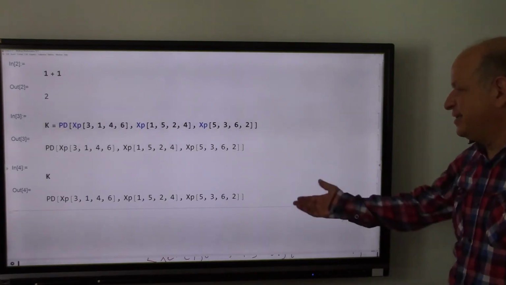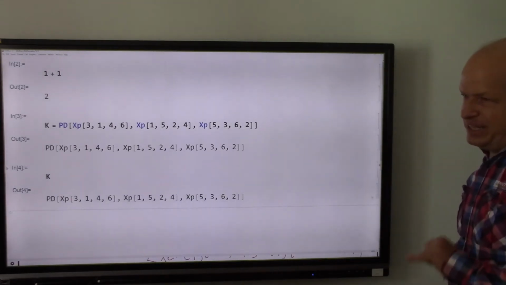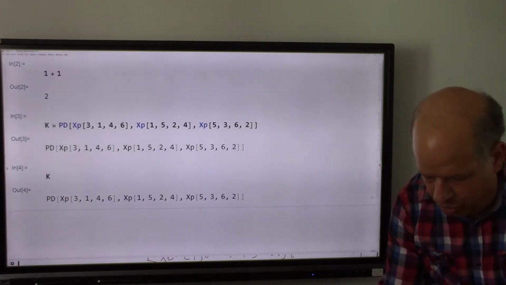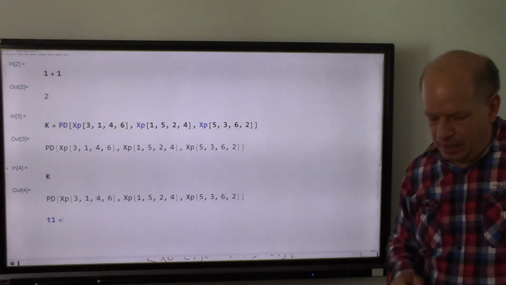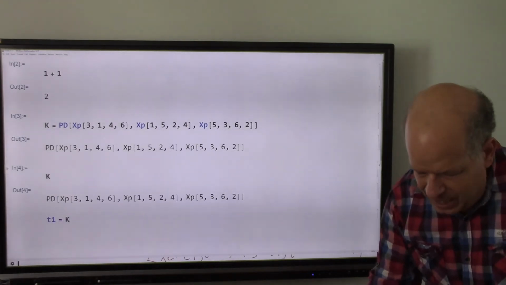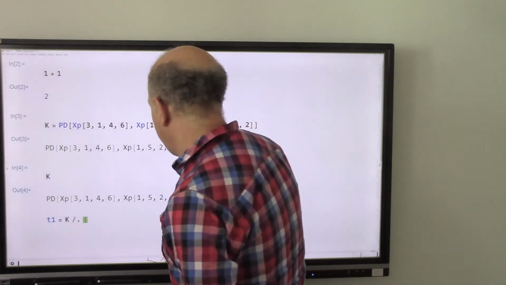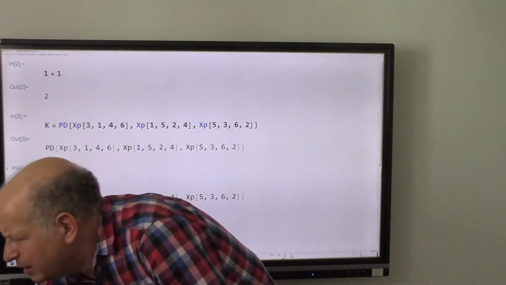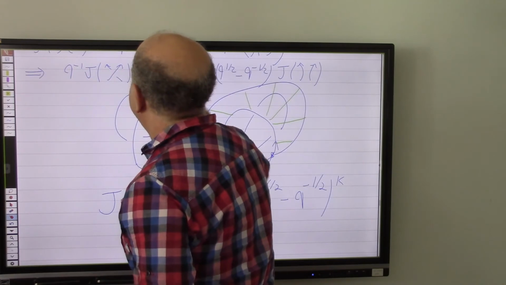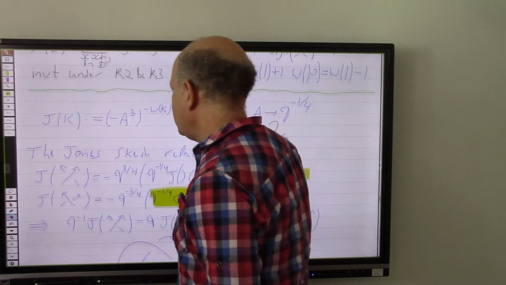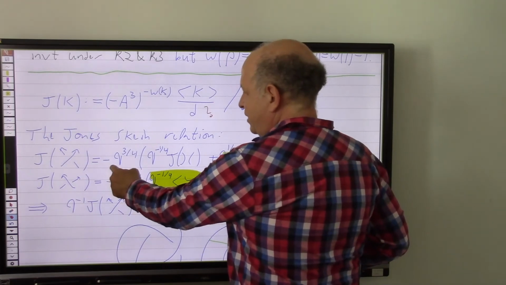Unfortunately, I still have to compute something. So the next thing to do is to apply the rule. So let me call T1, temporary result number 1, will be K to which I apply the rule. And I am taking the rule from, let me show you where I'm taking it. I am taking it from here.